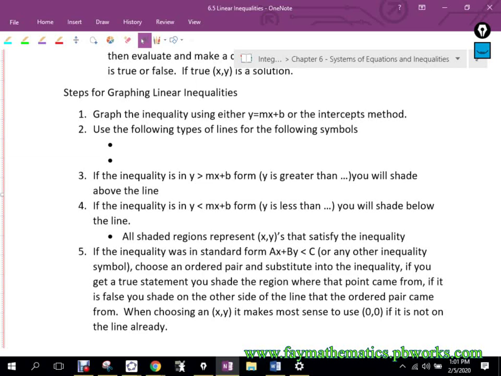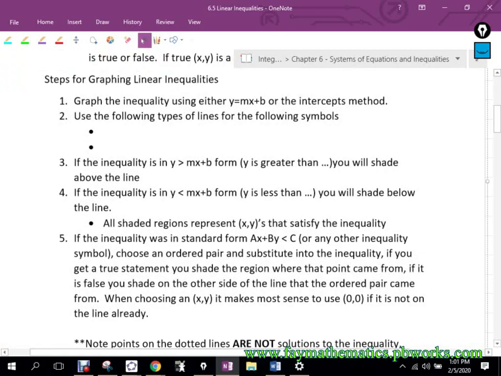The intercepts technique is going to be used if they give me something that looks like ax plus by is less than c. If it's in standard form, I use the intercepts technique, which says let x be 0, solve for y. Then let y be 0, solve for x. You've got 2 points then; plot those 2 points. So essentially step 1 and kind of step 2 are things that we've learned in sections 5.1, 5.2, and 5.3.